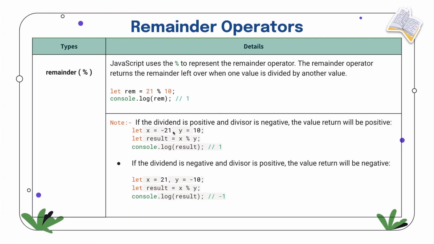So in the remainder operator, two things we have to cover. Let's suppose the dividend is positive and the divisor is negative. The example is ulta, opposite. So the dividend is positive and the divisor is negative, then the answer will always come as negative. If the dividend is negative and the divisor is positive, the answer always comes as negative.